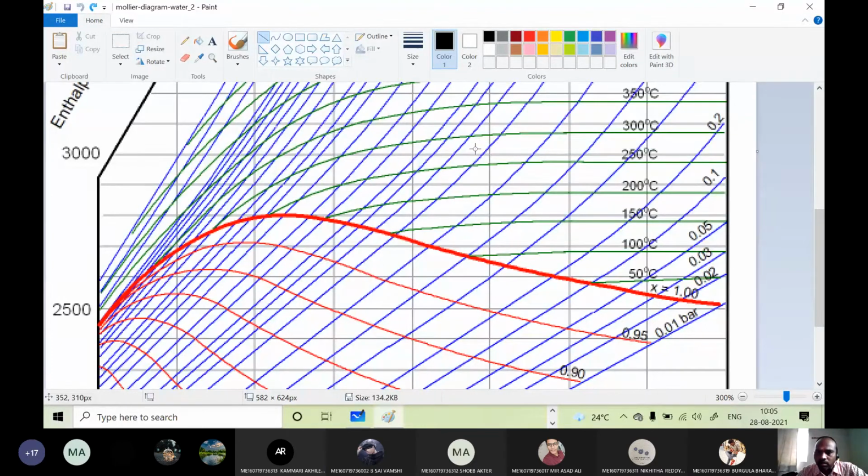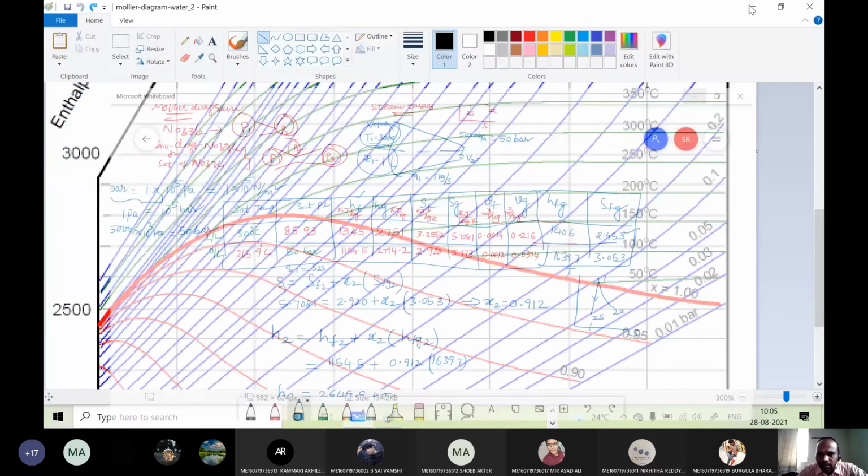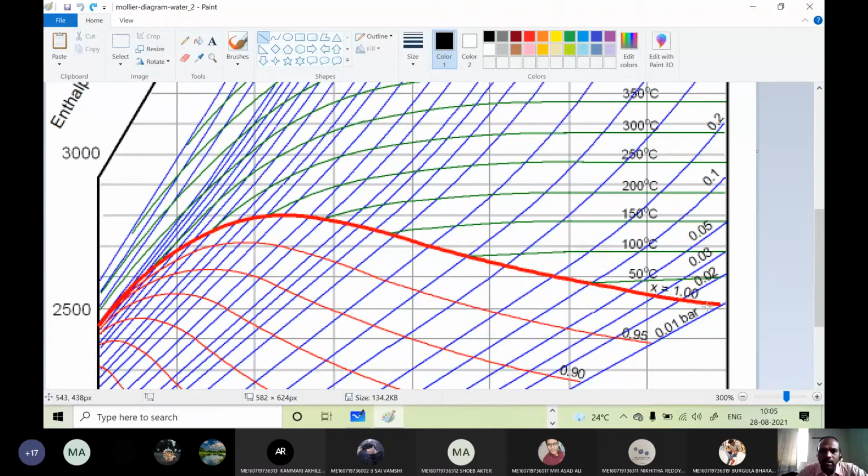So first we need to select point 1, where the dry saturated line, that is the x equal to 1 line, and the given temperature of 300 degrees centigrade intersect. That is our inlet condition. In this diagram, this thick red colored line is the dry saturated line, corresponding to the dryness fraction of one he mentioned.